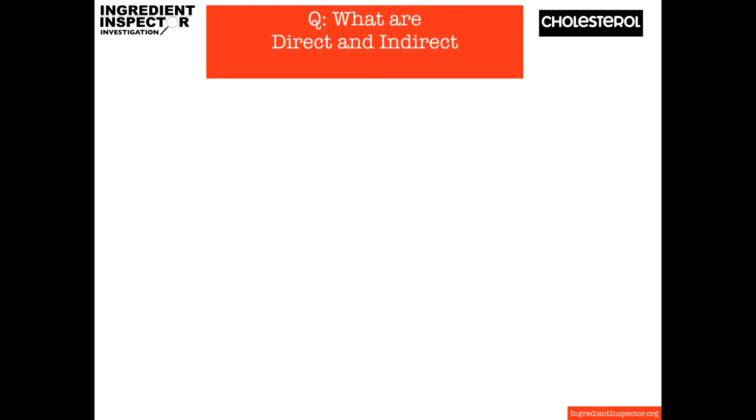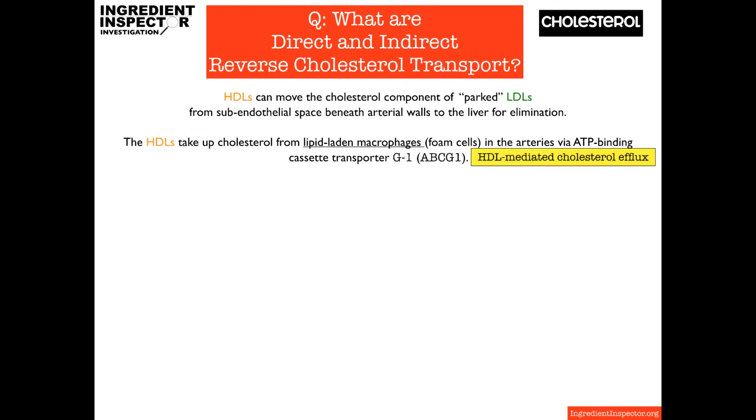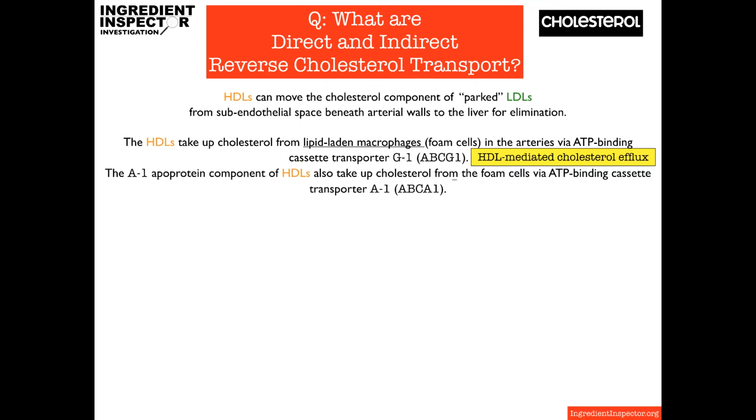What are direct and indirect reverse cholesterol transport? HDLs can move the cholesterol component of parked LDLs from subendothelial space beneath arterial walls to the liver for elimination. The HDLs take up cholesterol from lipid-laden macrophages, which are foam cells, in the arteries via ATP-binding cassette transporter G1, ABCG1. This is referred to as HDL-mediated cholesterol efflux. The A1 apoprotein component of HDLs also takes up cholesterol from the foam cells via ATP-binding cassette transporter A1, ABCA1. ApoA1-mediated cholesterol efflux.